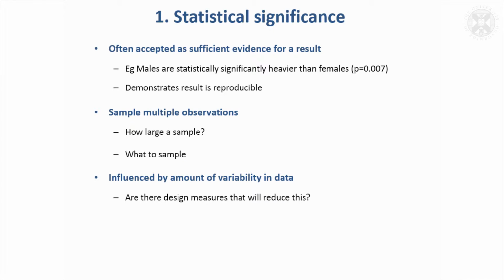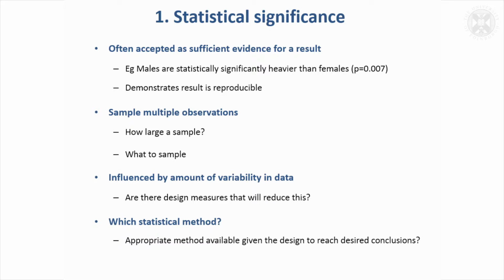And the other thing that statistical significance is going to be affected by is how much variability there is in the data. And often you can reduce this by considering various design measures, and I'll have a think about some of those a bit later. Then you want to make sure there's going to be a statistical method that's going to allow you to reach your desired conclusions. Although you don't need to think about exactly how you're going to analyse the data, you want to know that if I measure these, I can do a t-test or something at the end of the study, and that's going to be satisfactory for reaching my conclusions.